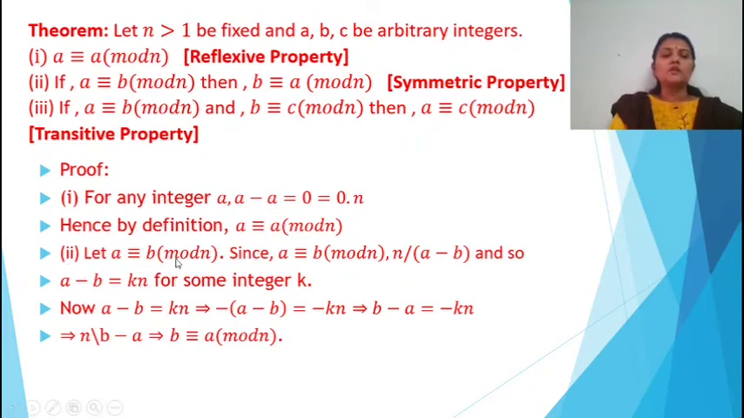Now a congruent to b mod n. Since a congruent to b mod n, we have n divides a minus b, so a minus b equal to kn for some integer k. That is, now a minus b equal to kn implies minus of a minus b is equal to minus kn. Now minus of a minus b is b minus a, that is b minus a equal to minus kn, that is n divides b minus a, which implies b is congruent to a mod n.